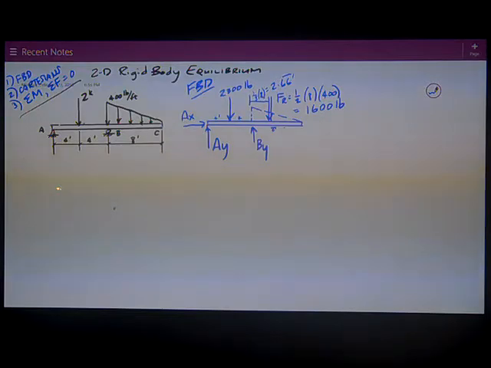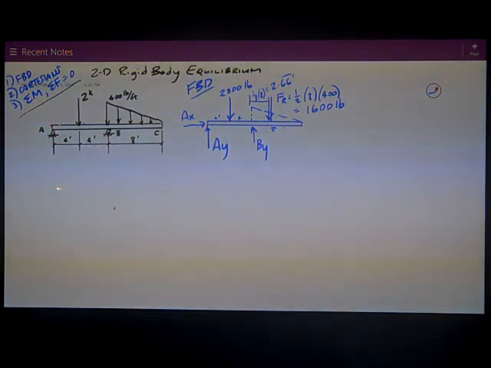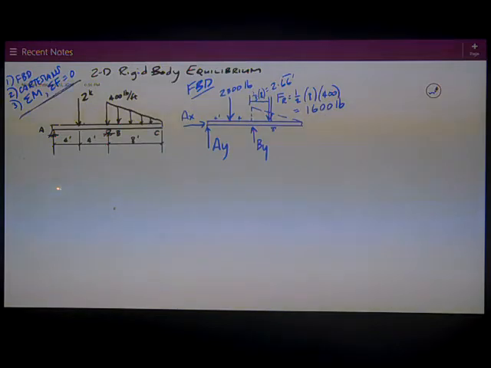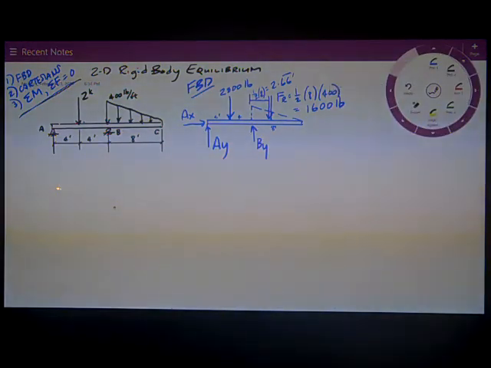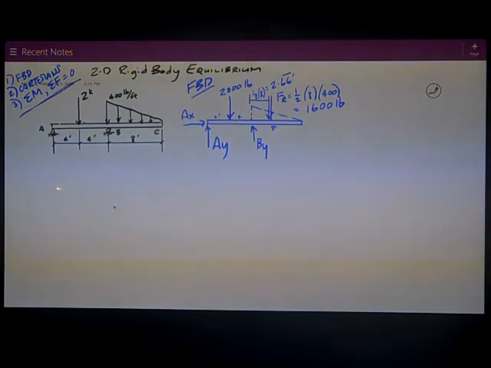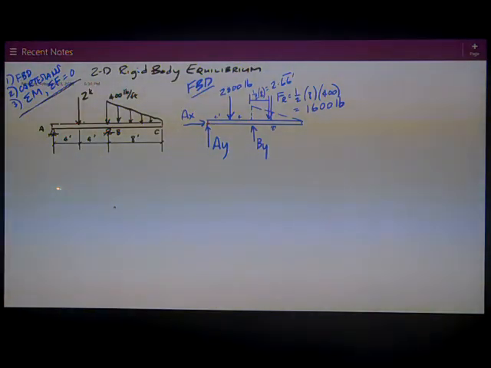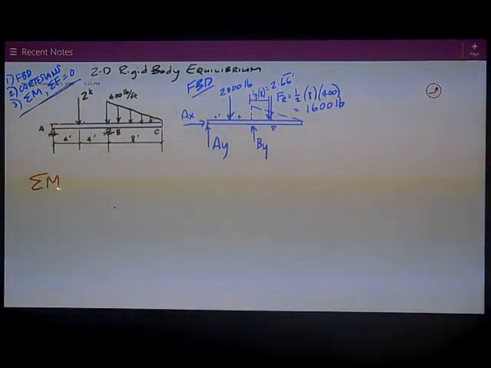Well, there's really nothing to do there. Everything's in the X and Y directions. There's no geometry to deal with. So I'm ready to proceed on to step 3, which is sum moments. And I want to choose a point to sum moments about to eliminate unknowns. So the logical one is to sum moments about point A, to eliminate AX and AY from the equation. So sum of moments is equal to 0.